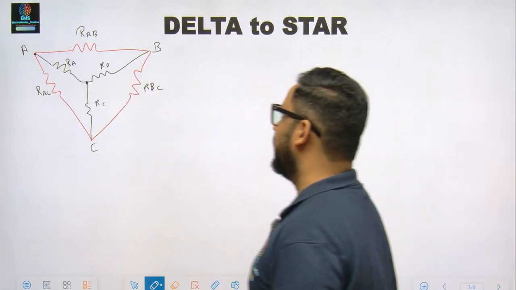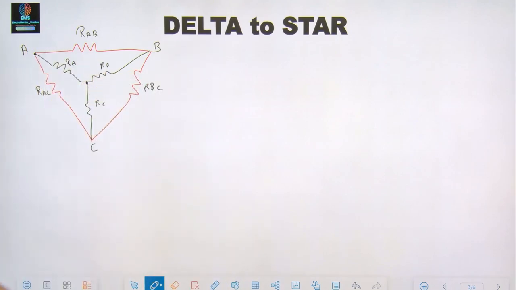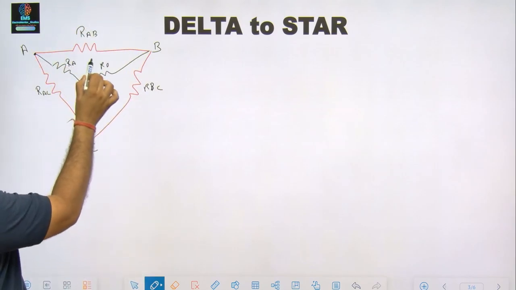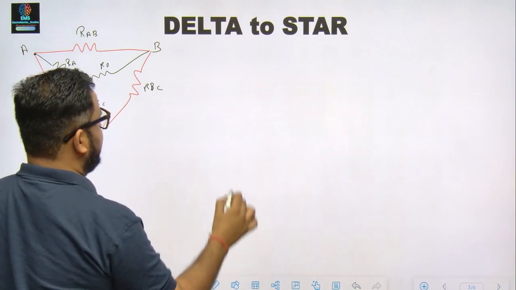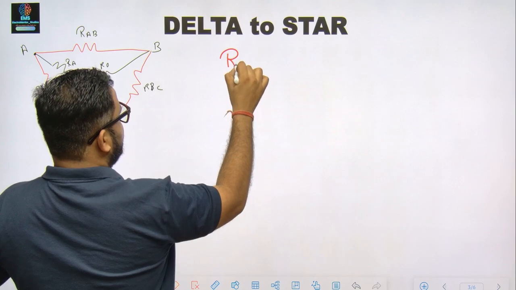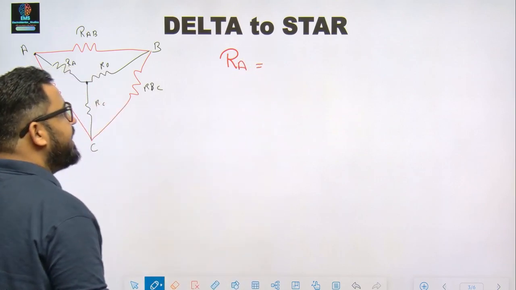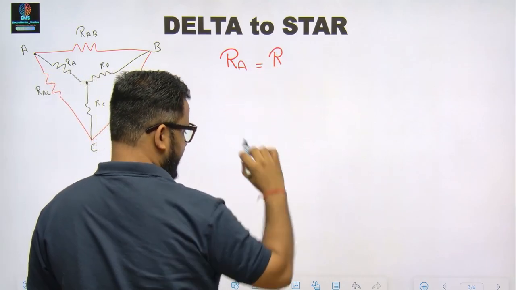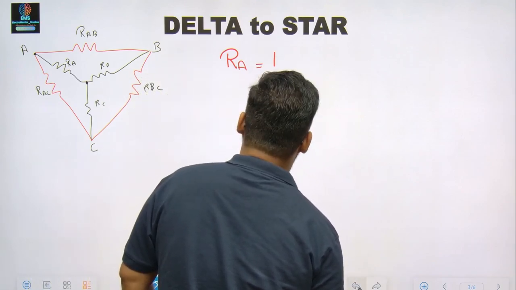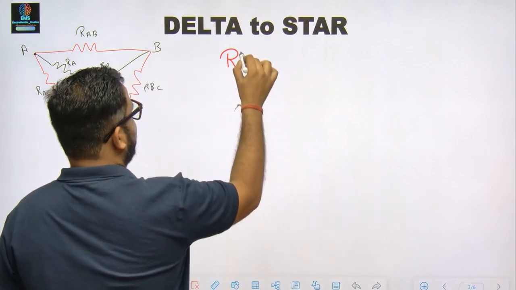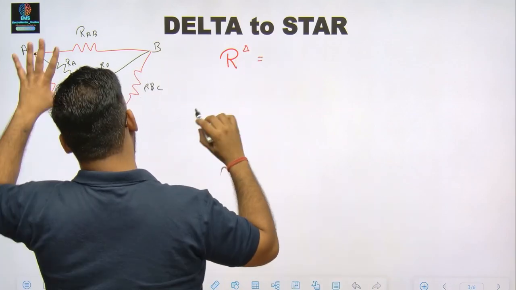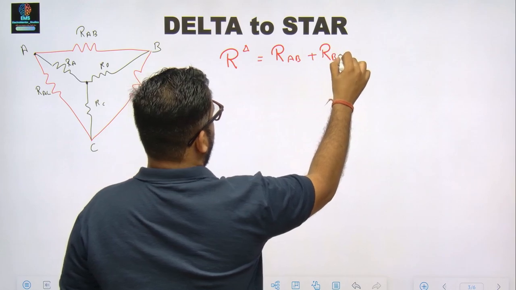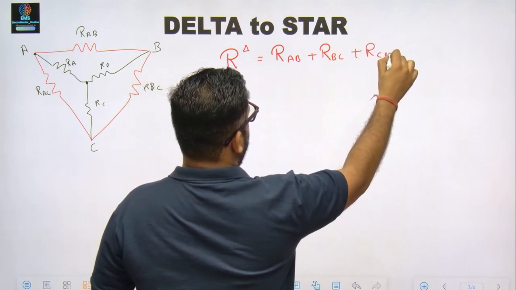Okay, moving to the other conversion. Now we have delta to star conversion. In delta to star conversion, this delta network is given to us. I need to find RA, RB and RC. Now again, we'll have a simple trick. Like in star, let's calculate R delta. Now R delta is nothing but the sum of all three: RAB plus RBC plus RCA.